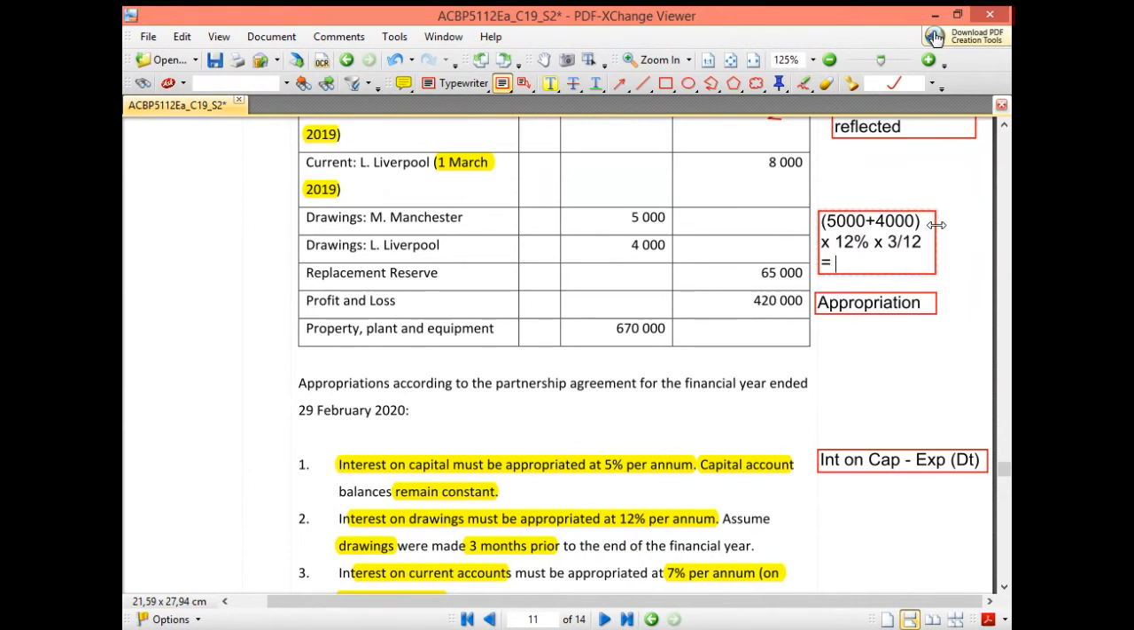Now, what they could also do is they could have different drawing periods for different partners. So just make sure that you read the information. Okay, so if you work that out, you should get to a value of 270,000 for the interest on drawings. Let's just say, yeah, interest on drawings.